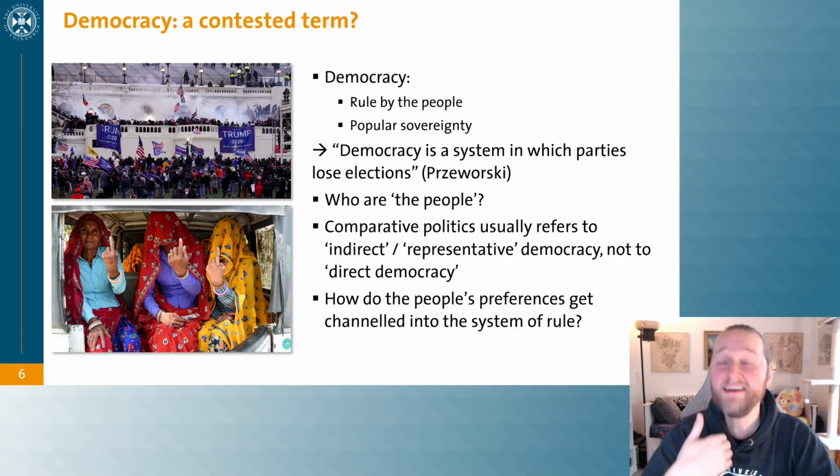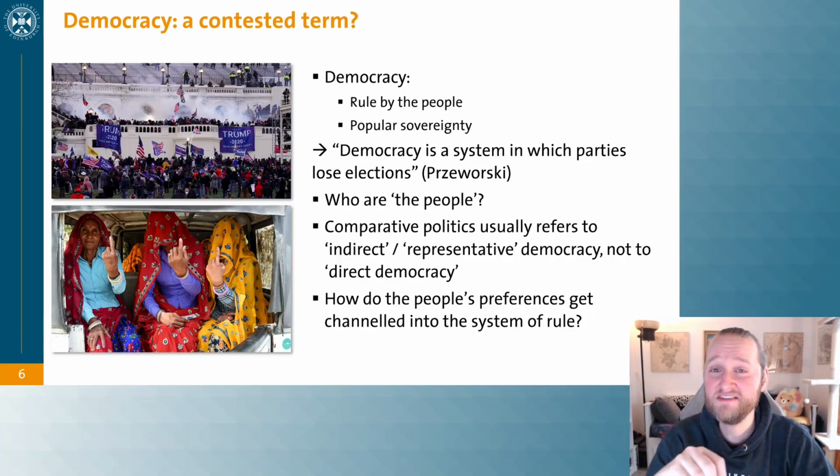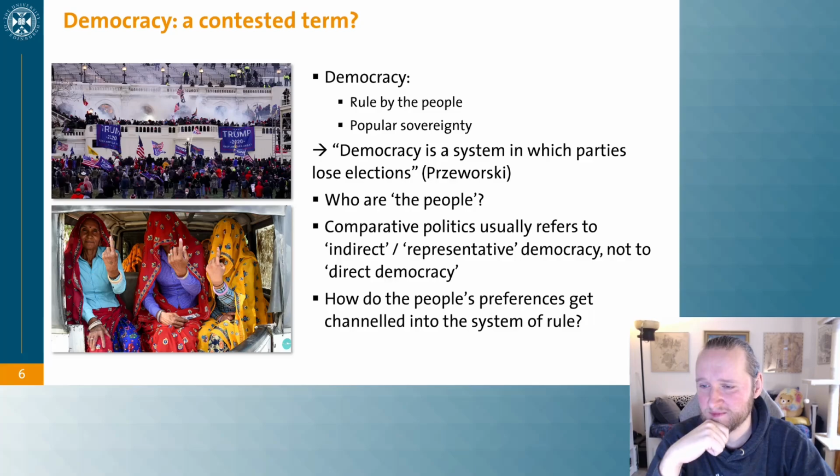For example, I am not allowed, because I'm an EU citizen, to vote in national elections in the UK. I can vote in some local elections and I can vote in EU elections, RIP, but I can't vote in national elections. So who are the people? After all, I could argue, I live here, I pay taxes, I teach you guys, I work, so why wouldn't I be involved in this? So how do we define the people that then elect their own sovereigns?